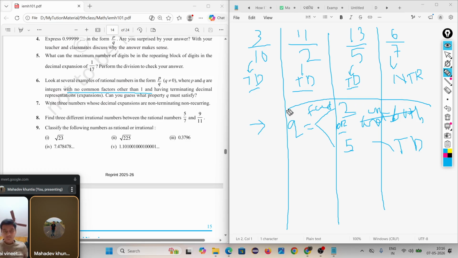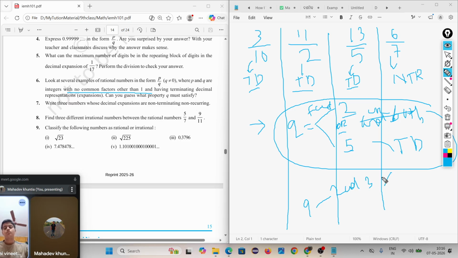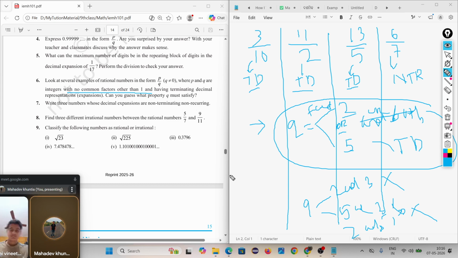Except this, if the factors of q have 2 with any other prime number, it is not valid. 5 with another prime number, it is not valid. 2 and 5 with another prime number, it is also not valid. You understand or not? Remember only one condition: you will get a terminating decimal if the factors of q are 2 or 5 or both.